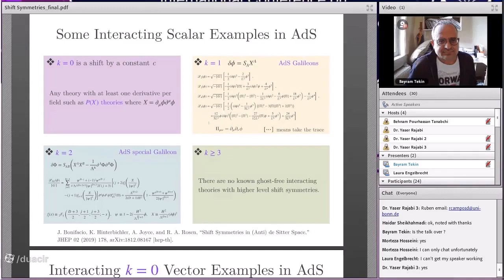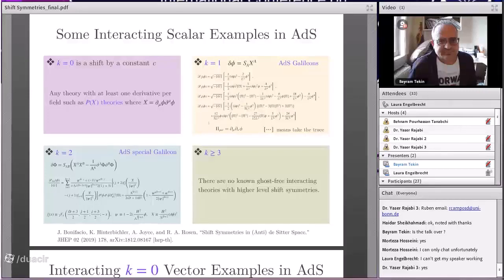We also know of some interacting examples in AdS. So here are some scalar examples. At k equals 0, we again have the P of X theory. At k equals 1, we again have Galileons, but they're the AdS version of the Galileons. And if you take the limit that the AdS radius goes to infinity, then they just reduce to the flat space Galileons. At k equals 2, we have the AdS special Galileon, which takes this really complicated looking form.